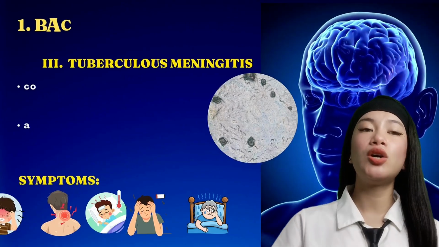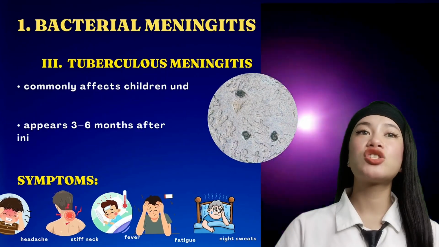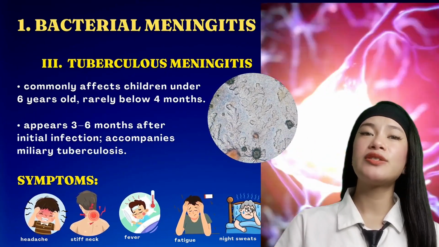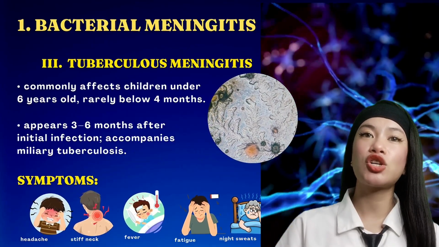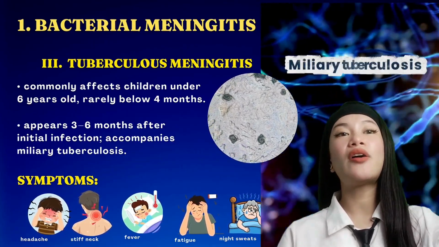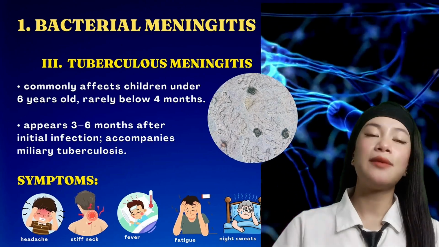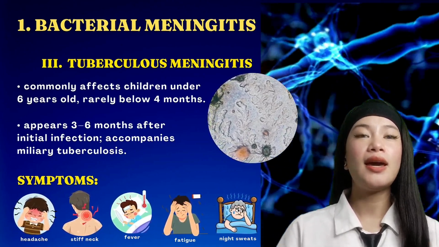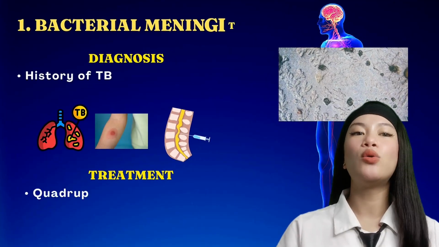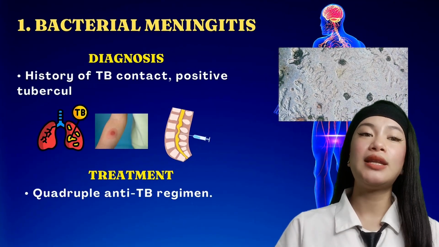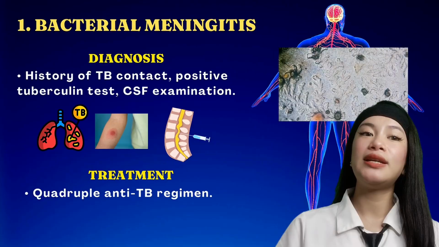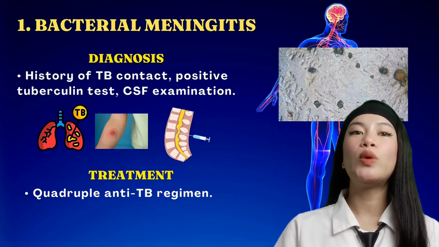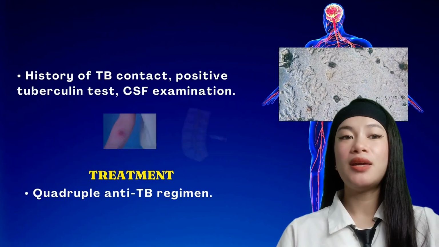Next, we have tuberculous meningitis. It commonly affects children under 6 years old, rarely below 4 months. It appears 3 to 6 months after initial infection, accompanied by miliary tuberculosis. For its symptoms, we have headache, stiff neck, fever, fatigue, and night sweats. For its diagnosis, we have history of TB contact, positive tuberculin test, and CSF examination. And then for its treatment, we have a quadruple anti-TB regimen.